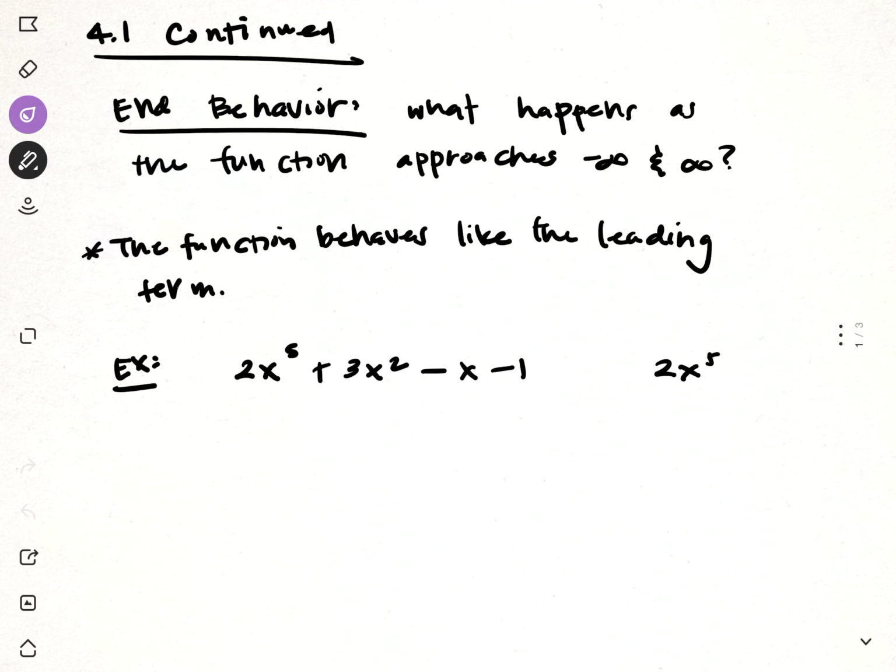So here's a little hint. The function behaves like the leading term. Let's look at this example just to show how the end behavior of these two functions is very similar. This function is a lot more complex than this function. There's the plus 3x squared, the minus x, the minus 1. But notice that the leading terms, the highest degree terms, are the same for both of them. So let's see what happens if we graph this out. And let me write this down so we don't have to keep going back and forth.